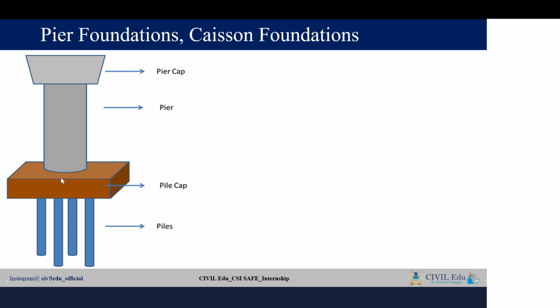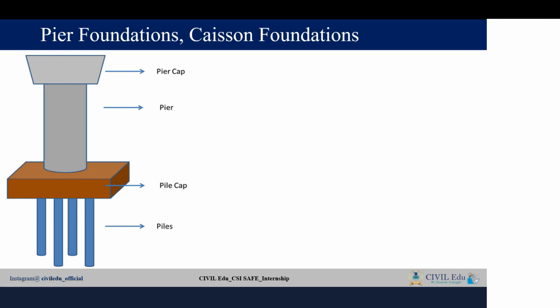So what does it mean by pier foundations? You have the pile foundations at the bottom, and connecting all these pile foundations you have a slab which is called a pile cap, and on top of the pile cap you have the pier. On top of the pier you have the pier cap, and on top of it you will have the road or the pavement. So this is called pier foundations.